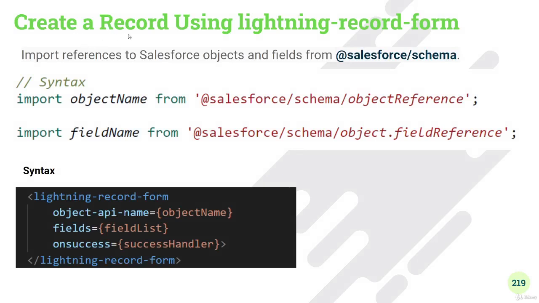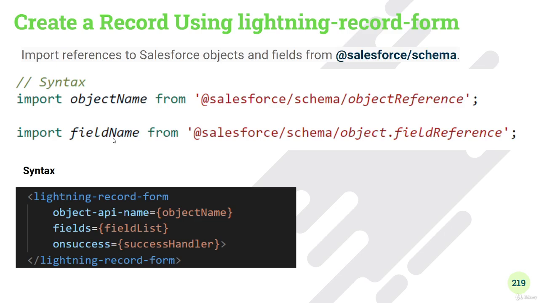To start using the Lightning Record Form, we need some imports, and the import reference of Salesforce object and fields comes from @salesforce/schema. This thing you need to remember always, because from now onwards we're going to use this particular import heavily. So to tell our form which object we want to use, we need to import the object reference, and for that you need to use import object name from @salesforce/schema your object reference. The object reference can be account, opportunity, case or contact, any, or it can be a custom object as well. Then from that object you need to fetch some fields as well, right? Some specific field, whether type, industry, name, anything, right? So for that you need to import each field individually.